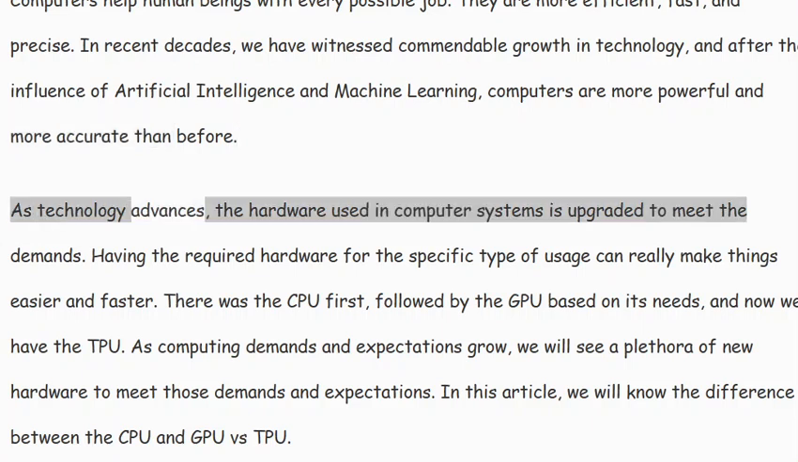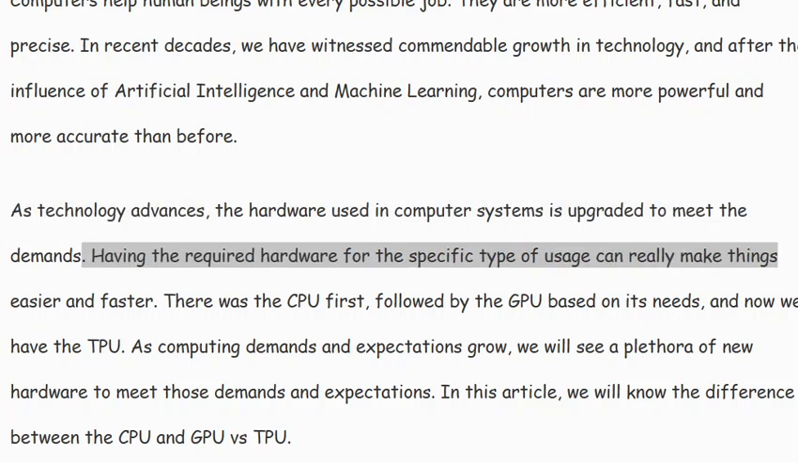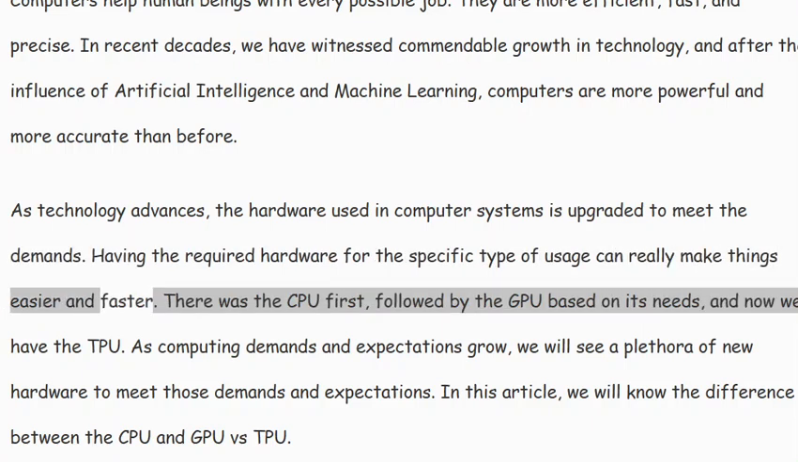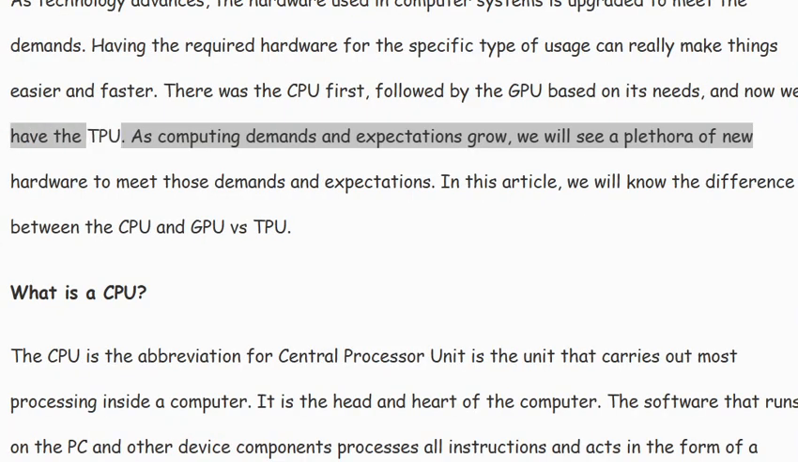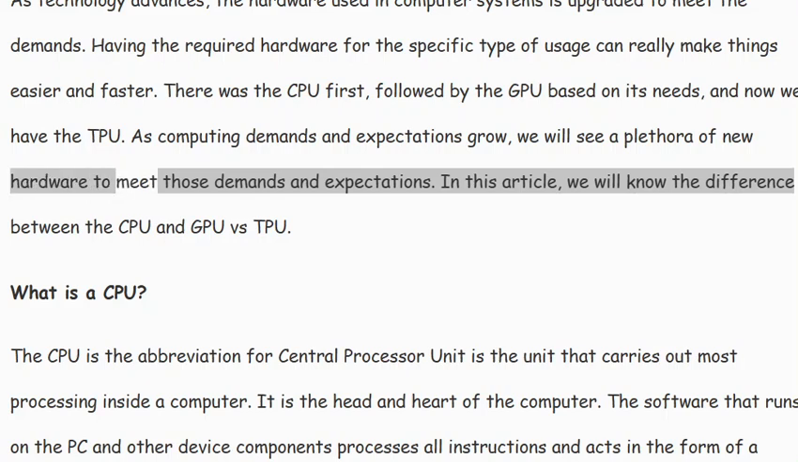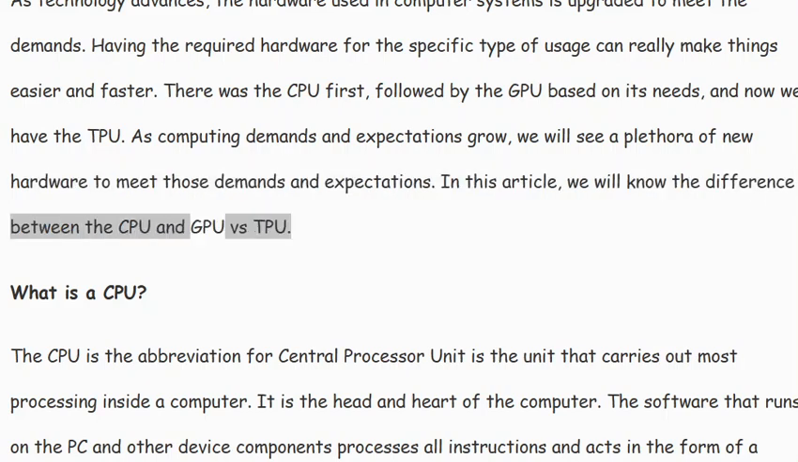As technology advances, the hardware used in computer systems is upgraded to meet the demands. Having the required hardware for the specific type of usage can really make things easier and faster. There was the CPU first, followed by the GPU based on its needs, and now we have the TPU. As computing demands and expectations grow, we will see a plethora of new hardware to meet those demands and expectations. In this article, we will know the difference between the CPU and GPU versus TPU.